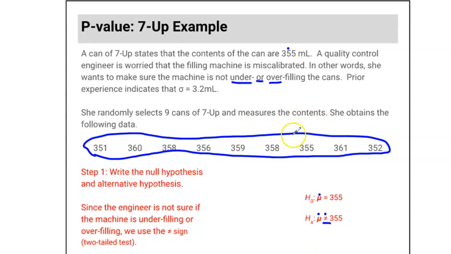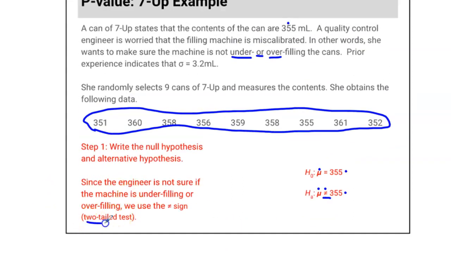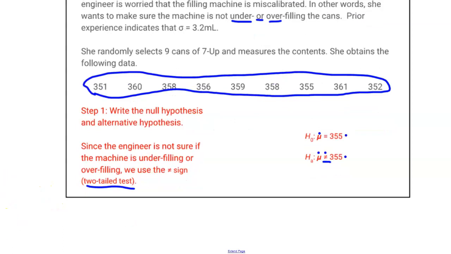We're not going to calculate the average just yet. You write the null hypothesis and the alternative hypothesis based on the same number and the same symbol, only changing equals and not equals versus greater than versus less than. We can see that it is a two-tail test because under or overfilling is mentioned, so not equal to is the thing we're looking for.